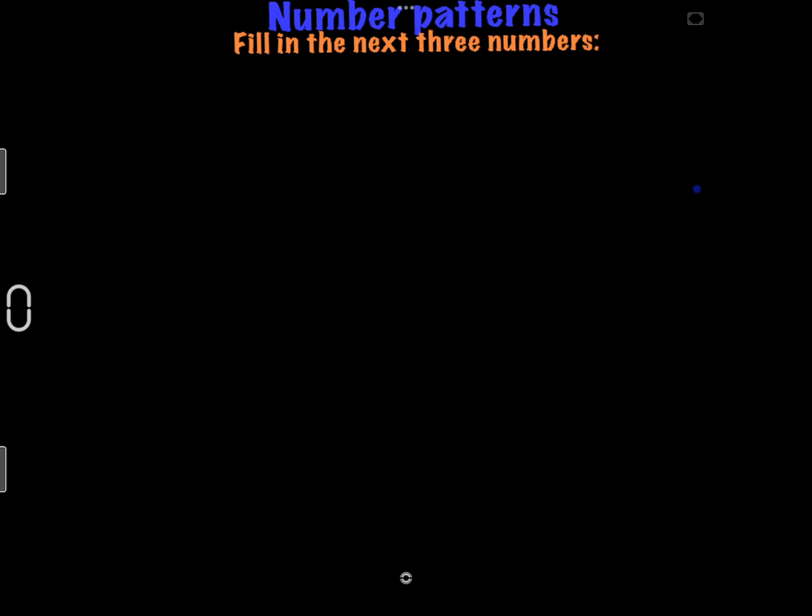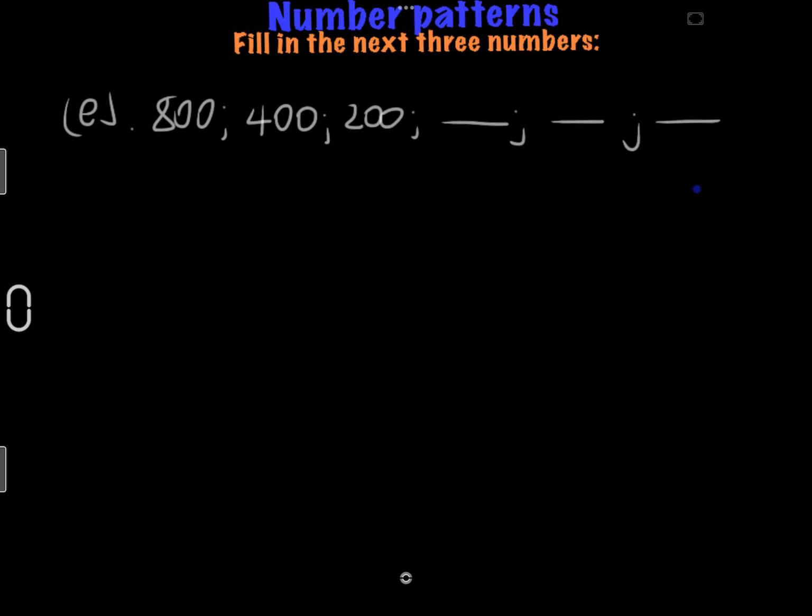Now let's look at an example. Let's now look at example E. We have 800, 400, 200. It's 21 hours. We need to find that term, and that term as well.